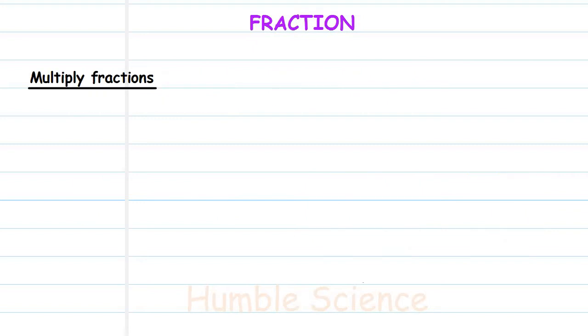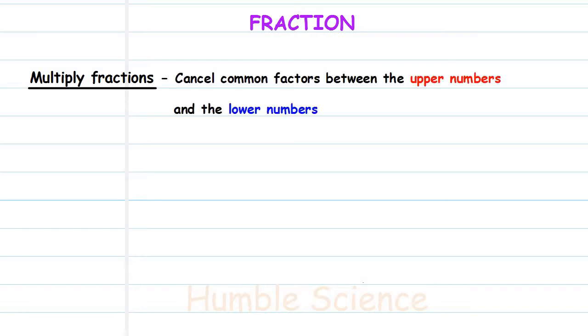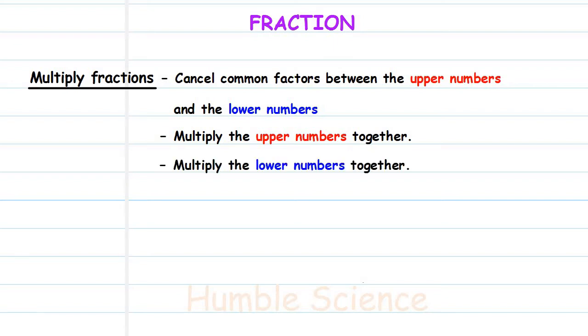In order to multiply fractions, we will follow these simple steps. First, if there are common factors in both the upper numbers and the lower numbers, we will cancel them out. Then we can multiply all the upper numbers together. And then we can multiply all the lower numbers together too. Let's see what I mean by that.